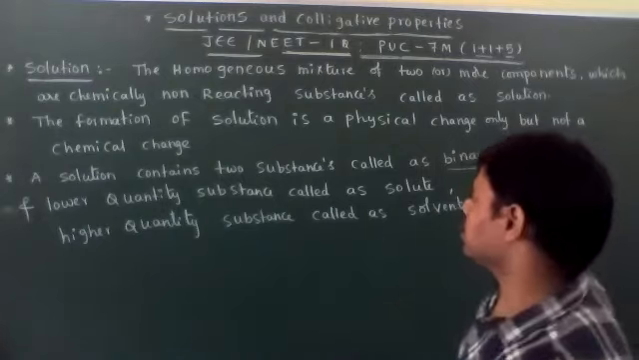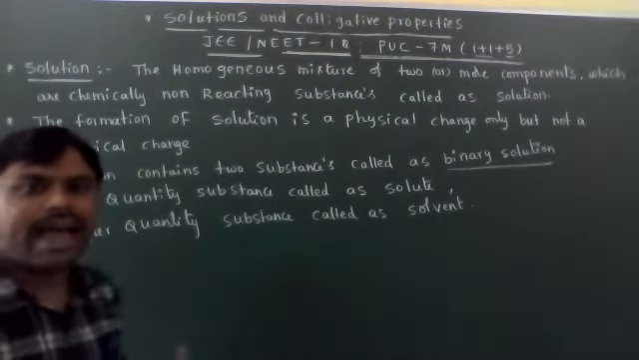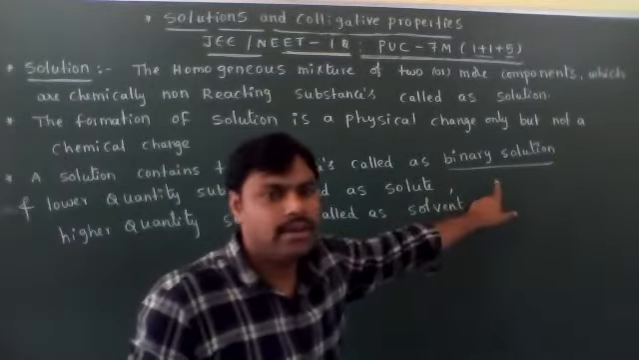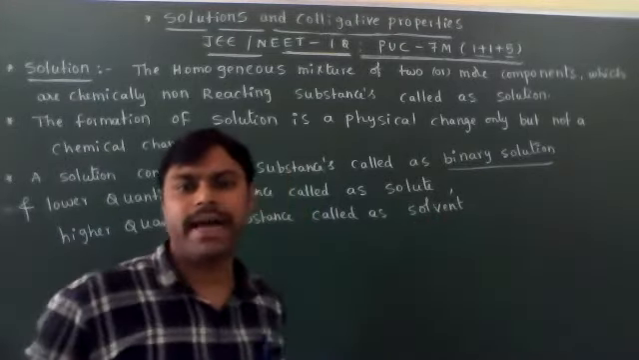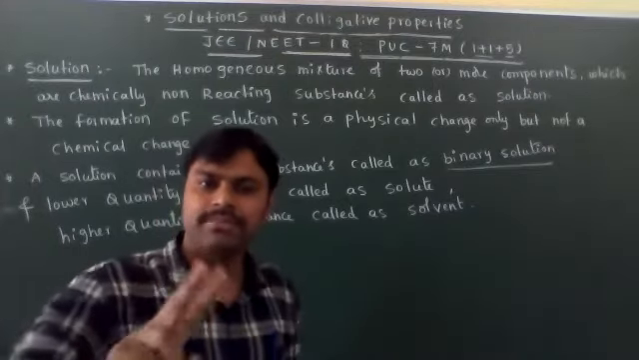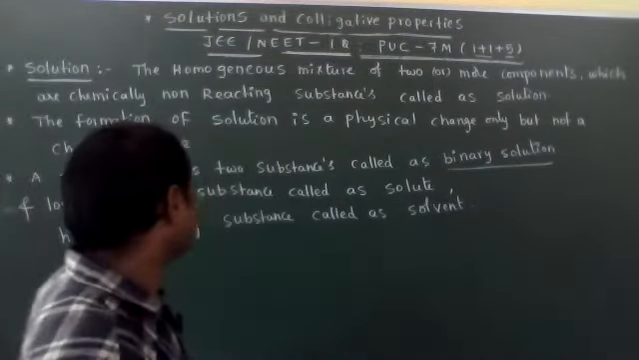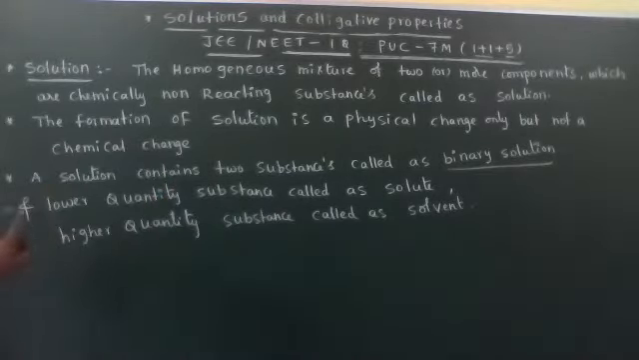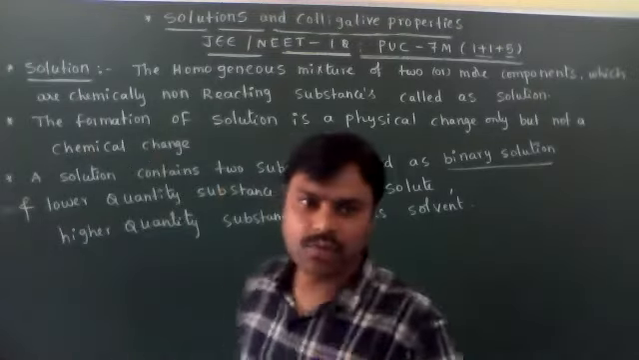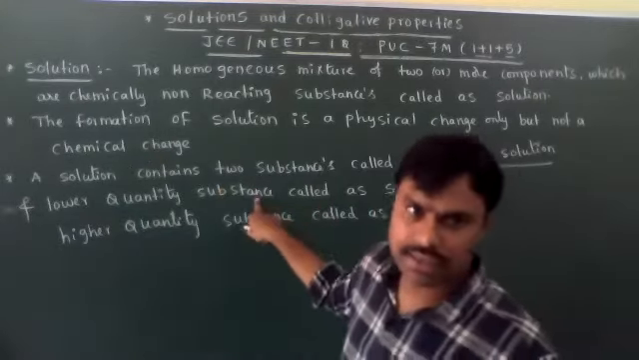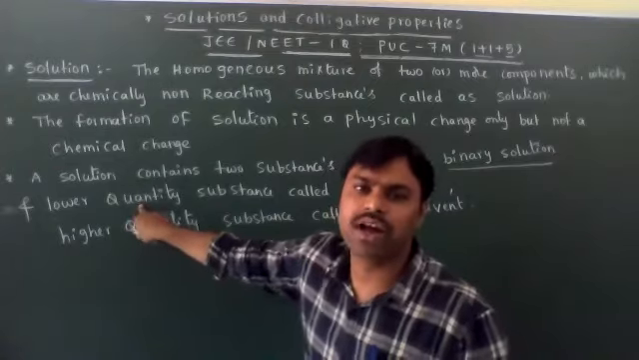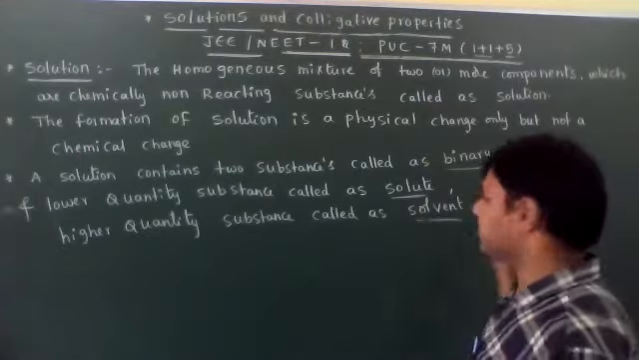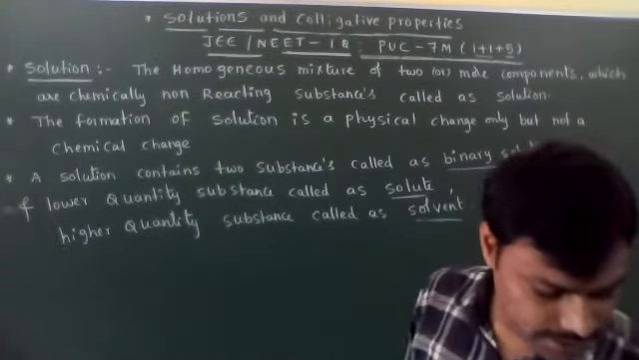Now, if a solution has two components or two substances present, it is known as a binary solution. So a binary solution means two components are present in the solution. In that, the substance present in lower quantity is called the solute. If it is in higher quantity, it is called the solvent.